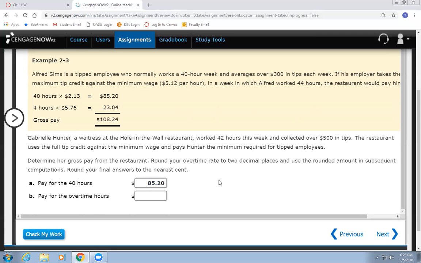Just as a reminder, I don't know if I was very clear in the PowerPoint, the $5.12 tip credit is calculated by taking the minimum $7.25 minus the $2.13 we're paying them. So that's where that $5.12 is coming from. $5.12 tip credit plus the $2.13 we pay equals the $7.25 minimum wage. But we always pay overtime to tipped employees at $5.76. And she worked 2 hours of overtime, so you'll just multiply that by her 2 hours.